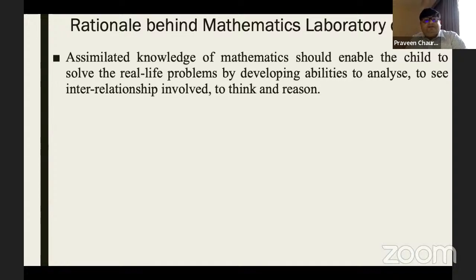Assimilated knowledge of mathematics should enable the child to solve real life problems by developing abilities to analyze, to see interrelationships involved, to think and reason. What are the interconnections between the concepts? They should be the development of concepts, the previous knowledge, and based on this previous knowledge, what the next concept is coming, and the interrelation between both the concepts should be realized.